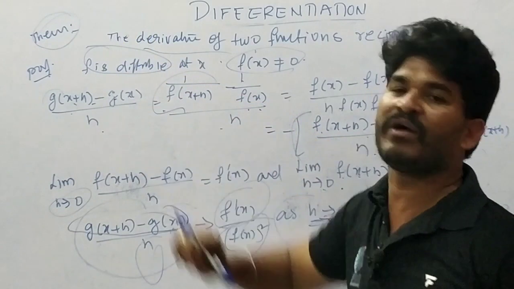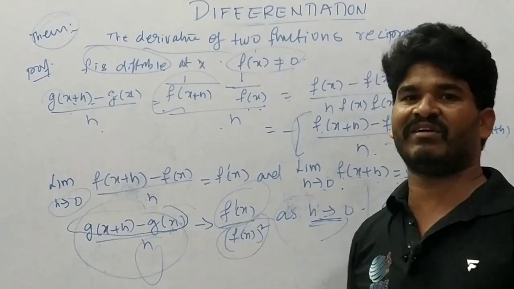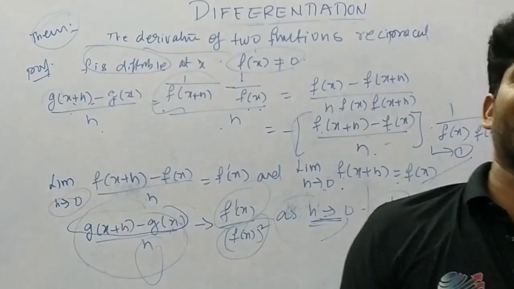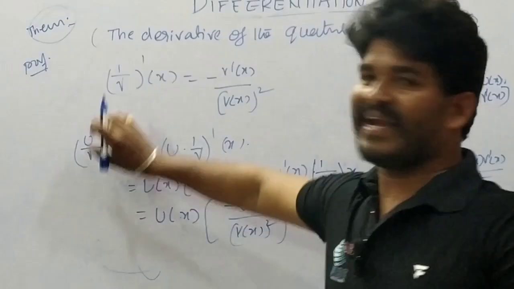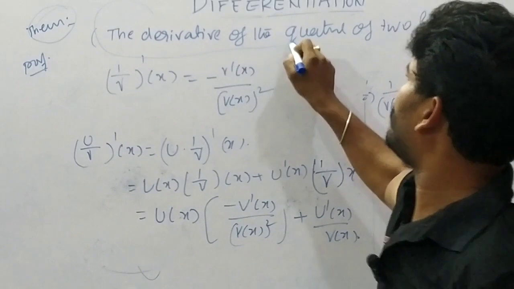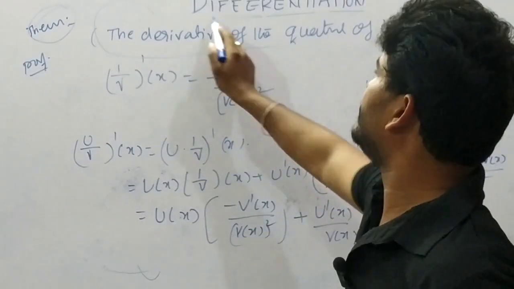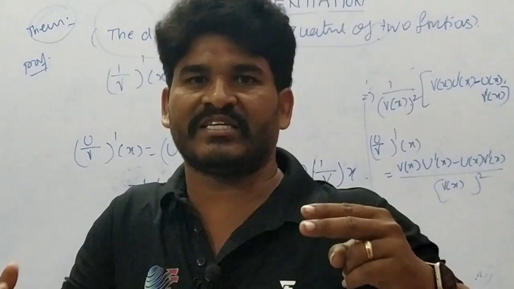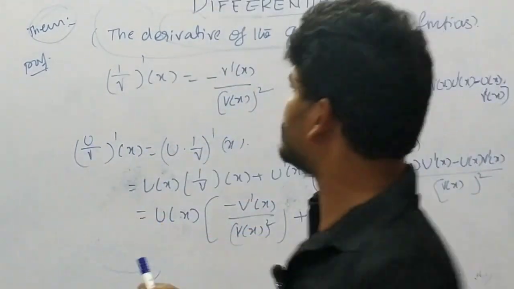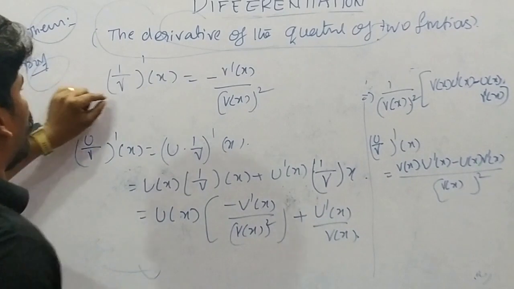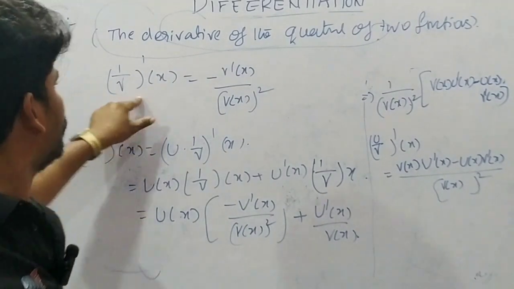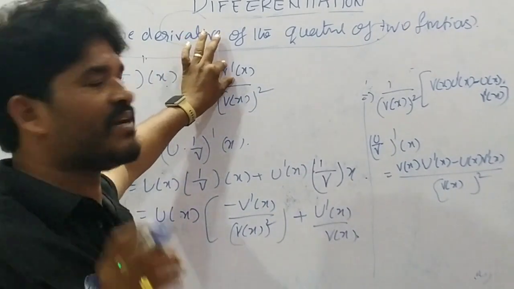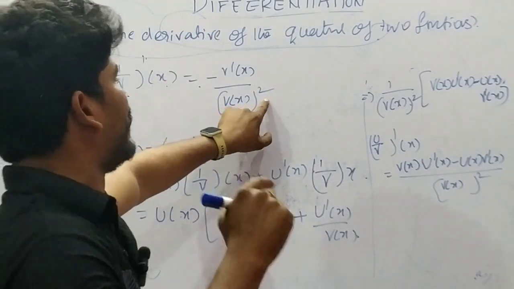This theorem is very important, especially whenever the given function is taken as a reciprocal function, we apply it to the derivative. Okay, the next theorem is the derivative of the quotient of two functions. How do we divide? We are going to prove that. The proof uses the previous result: (1/v)'(x) equals minus v'(x) divided by v(x) whole square.